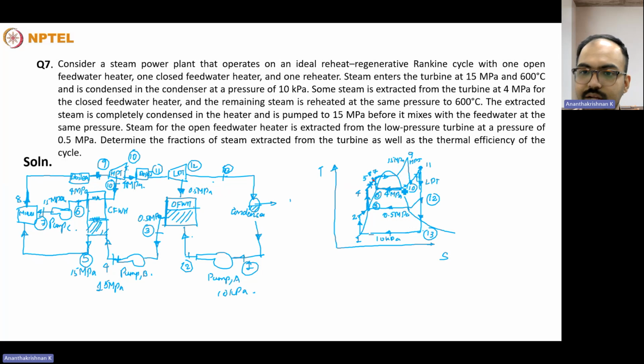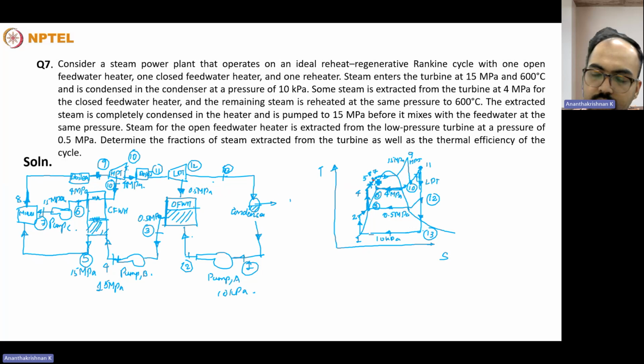So this itself has taken quite a bit of time to arrive at the actual schematic as well as the TS plot of a steam power plant that operates on an ideal reheat regenerative cycle. So basically, what happens is that the pumped fluid will be heated in an open feed water heater, mixes and reaches point 3, and then it will be pressurized to the final pressure of 15 megapascal, and it will be heated up to point 5 by using the steam bled at an intermediate pressure. This heat exchange process will be happening in a closed feed water heater, the second one.